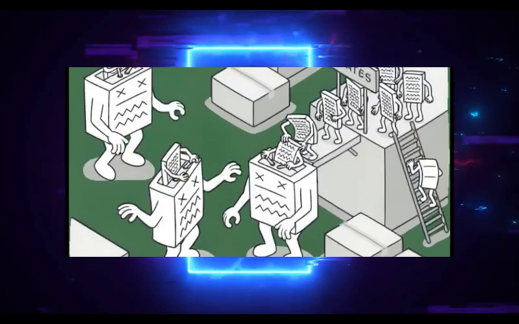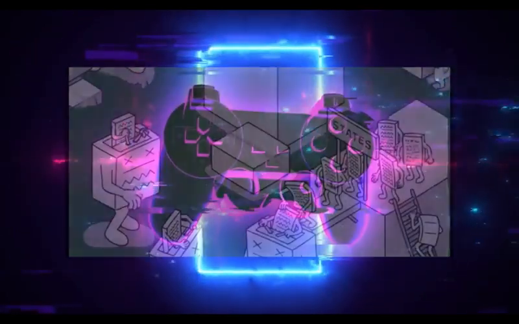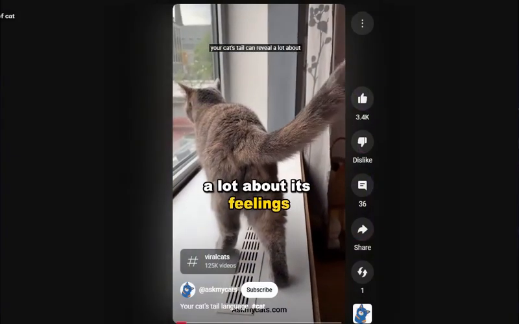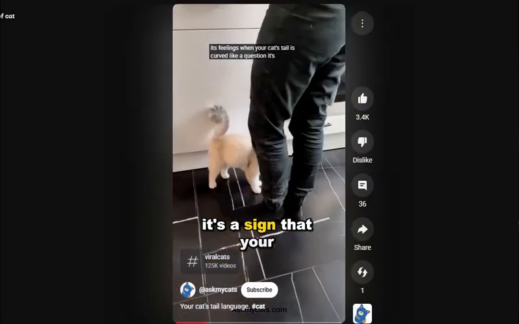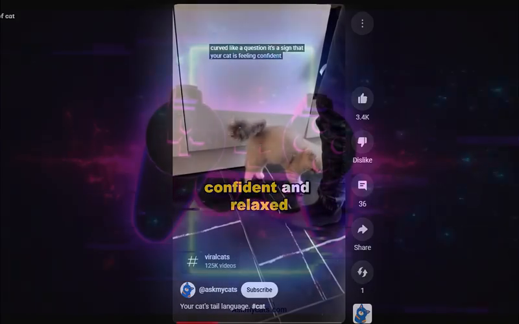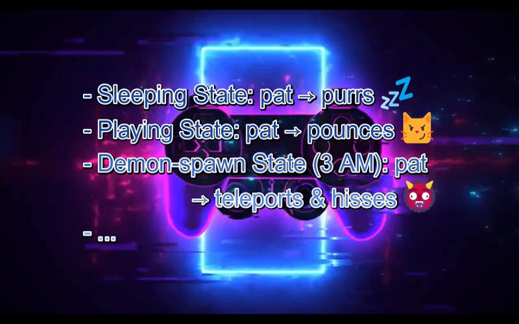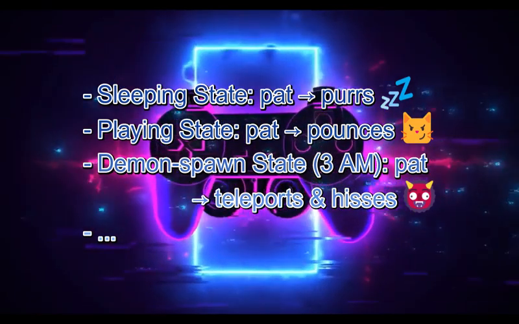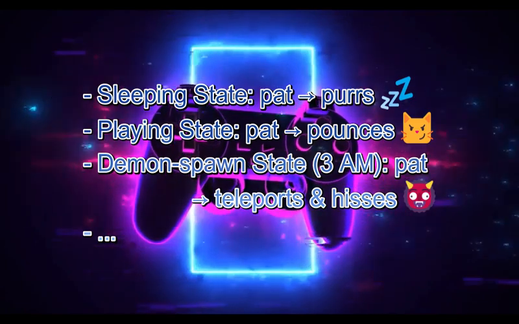Day 4, the state pattern. On Wednesday, we looked at how our game objects can have mood swings with the state pattern. We used the perfect example, the cat from the game Stray. That cat doesn't always act the same. If it's in a sleeping state, patting it might make it purr. But if it's in a playing state, the same action, patting it, might make it pounce.